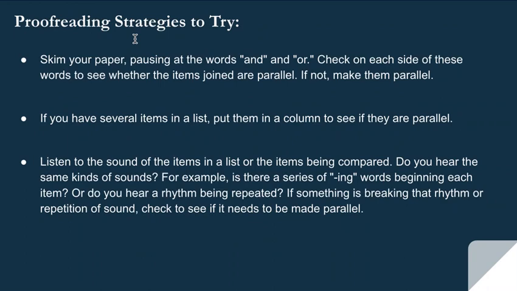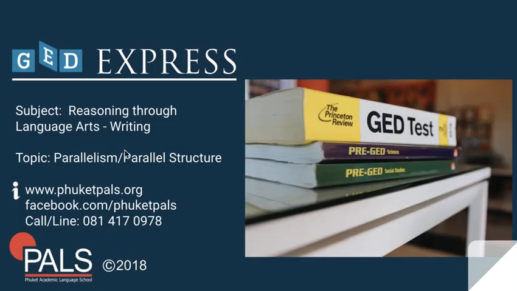Last one, and this always works. Listen to the sound of the items in a list or the items being compared. Do you hear the same kinds of sounds? For example, is there a series of ing words beginning each item? Or do you hear a rhythm being repeated? Or if something is breaking that rhythm or repetition of sound, check to see if it needs to be made parallel. There it is.